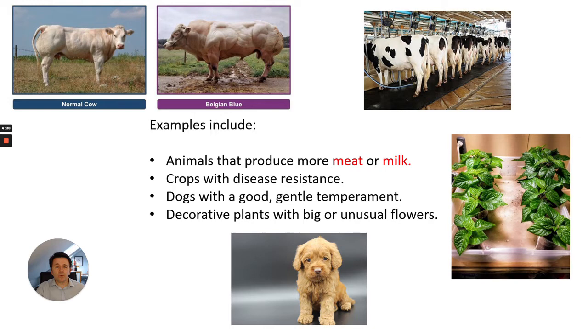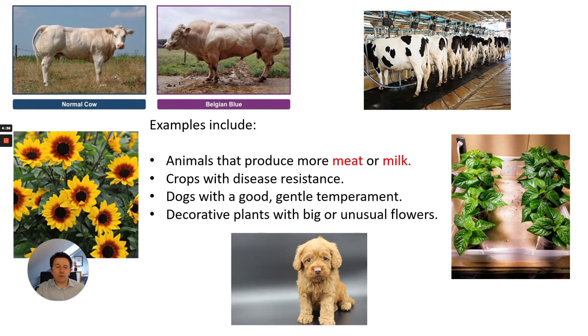Also, you might want decorative plants with big or unusual flowers. So what you would do is choose the best plants, and then breed those plants and produce lots of offspring. Obviously though, this technique does take a long period of time, and in my next video, I'm going to talk about how genetic engineering has really speeded up this process of selective breeding.